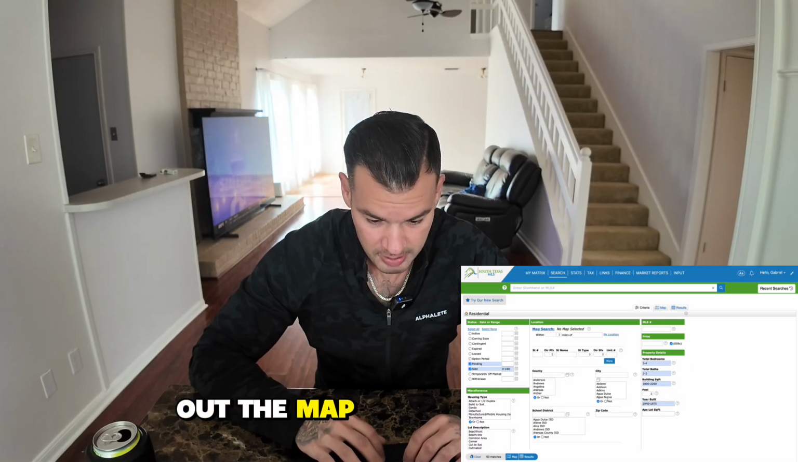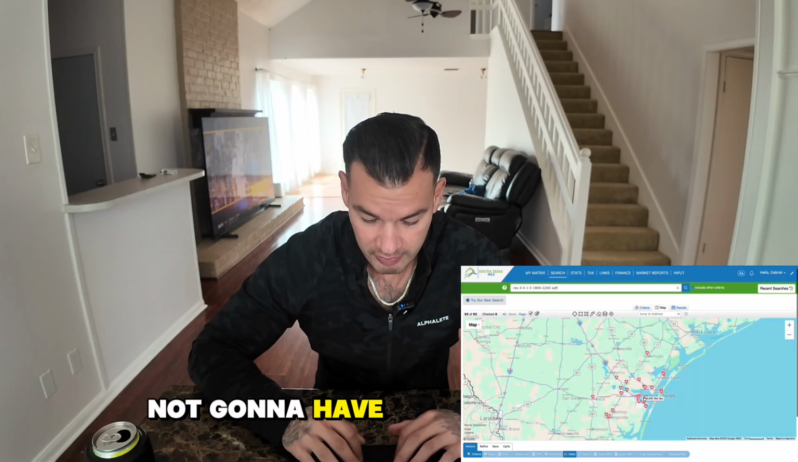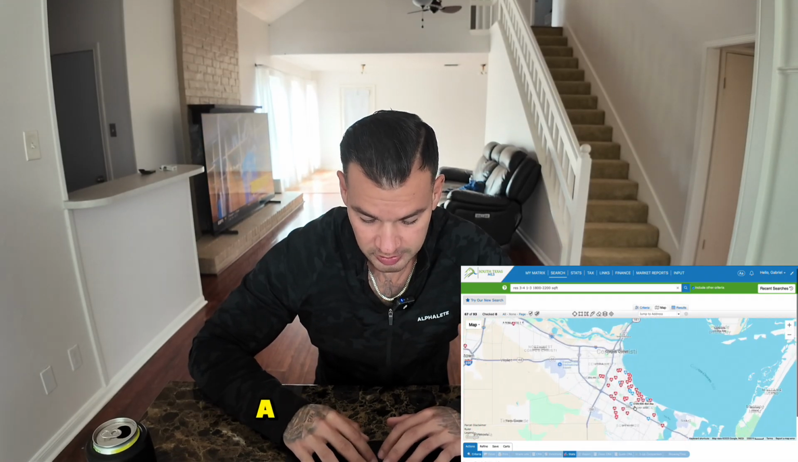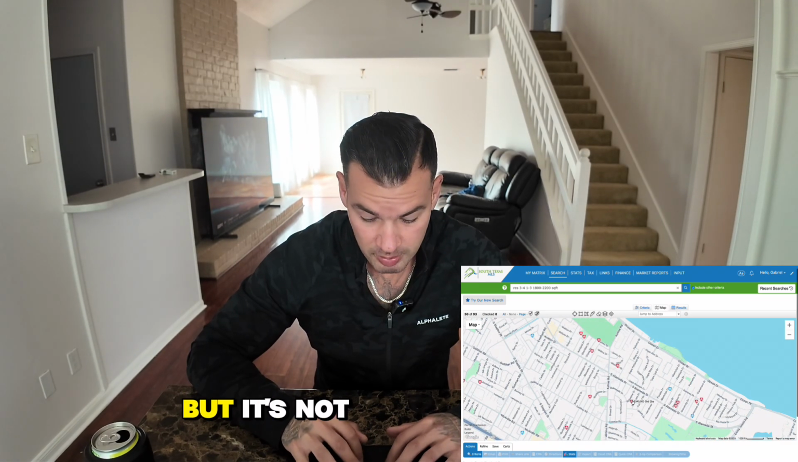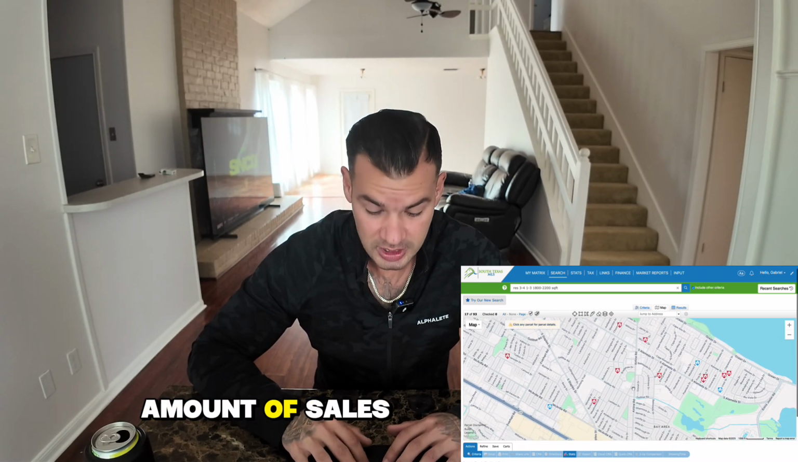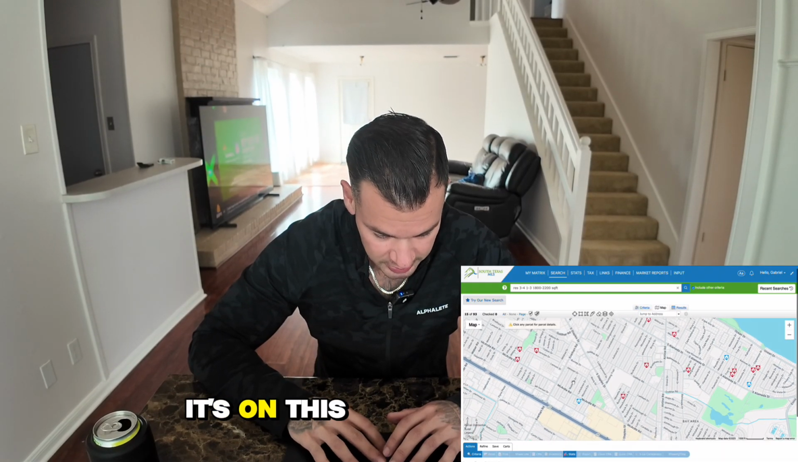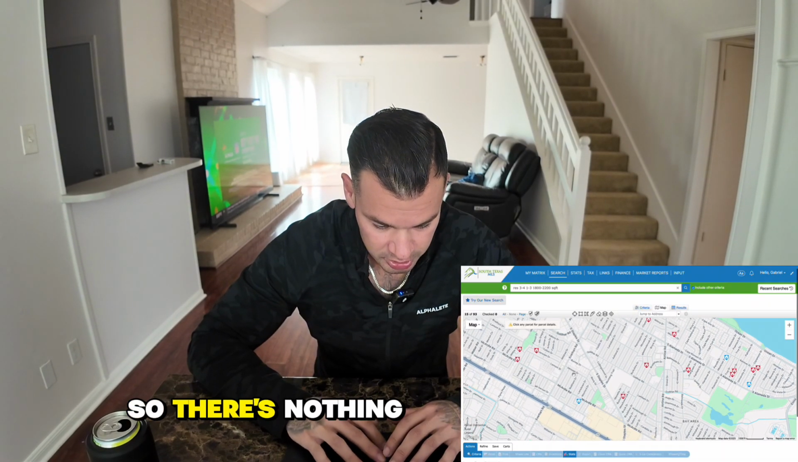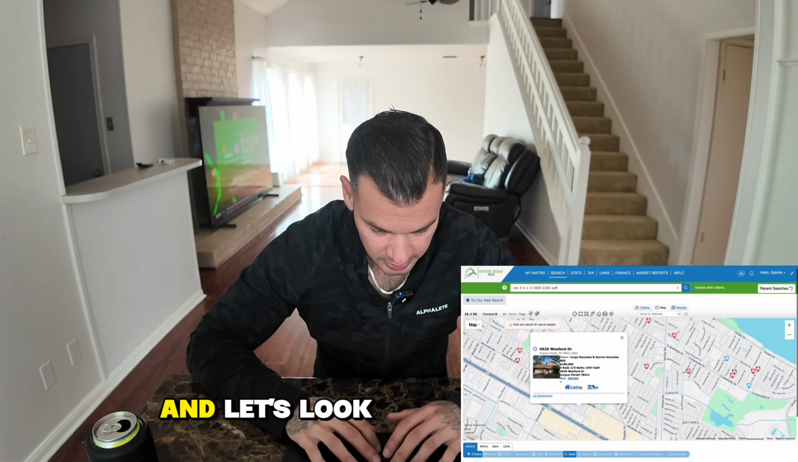So let's check out the map here. Again, this is in Corpus Christi, Texas. It has about 300,000 or 400,000 people in the metropolitan area. So there are some sales, but it's not going to be a crazy amount of sales. And my property is on this street right here. So there's nothing in the immediate range other than 1 pending. And let's look at that one.